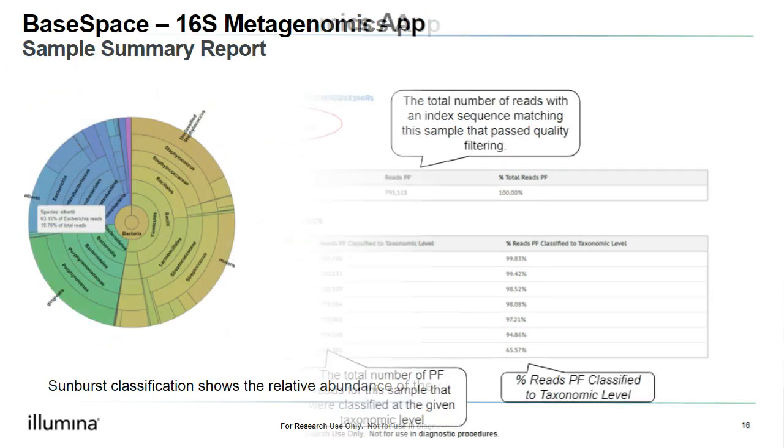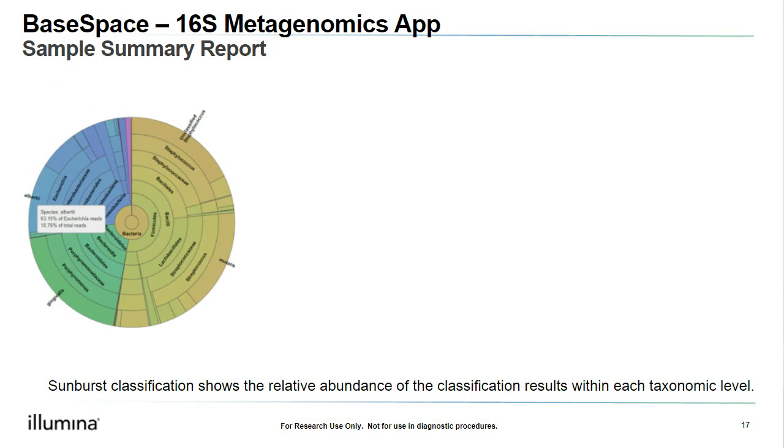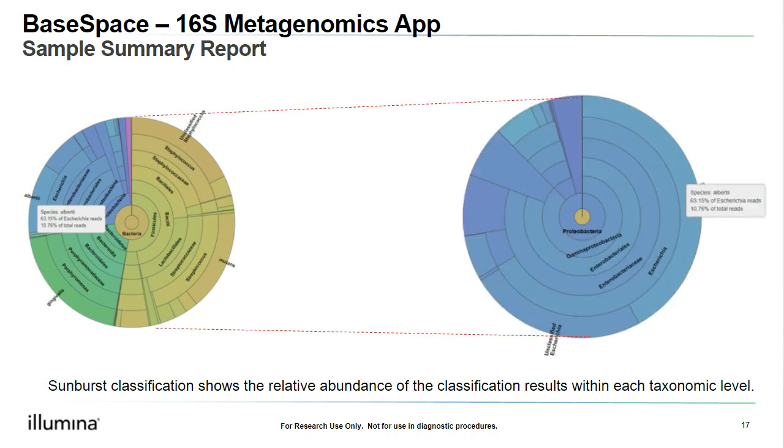One of the interactive reports generated in the sample report is the sunburst chart. The sunburst chart shows the relative abundance of the classification results within each taxonomic level. This is a very interactive chart. If you click on each section, for example, if I click on this genus Escherichia, it will show the detail of only this genus and this species. So you can move it around and then click on the genus or species that you are looking into.